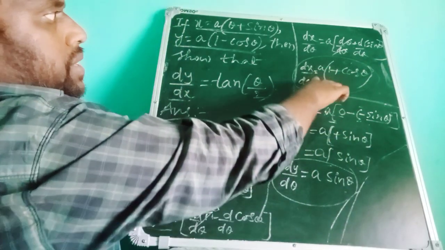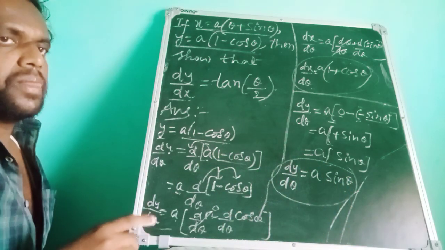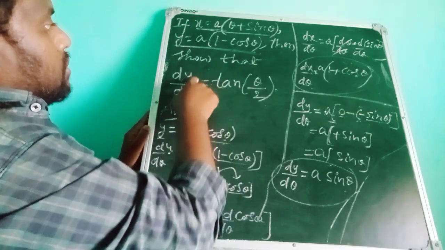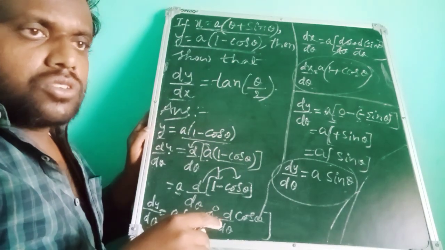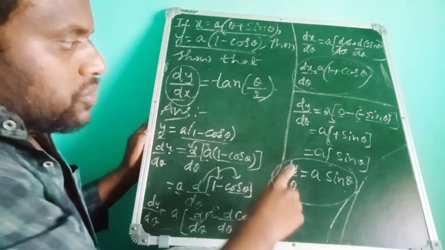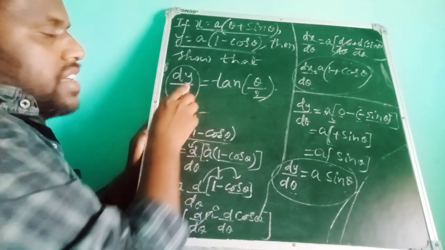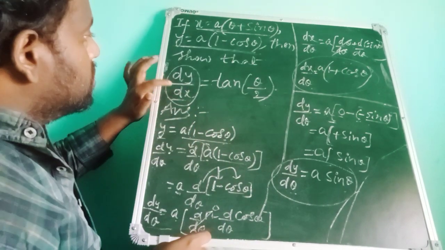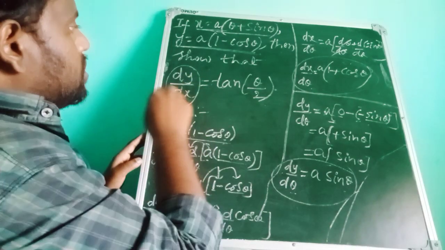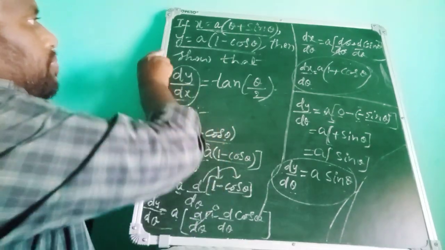So we got dx by d theta is equal to this, dy by d theta is equal to this. But what is the question? We have to show that dy by dx is equal to this. So to show this, first we have to find this dy by dx. But we got dy by d theta. Here theta is there, but here x is there. So this is different. How to find this? I will solve the remaining part on the back side of the board.